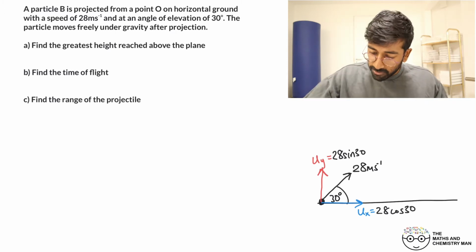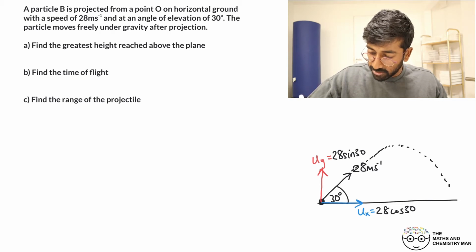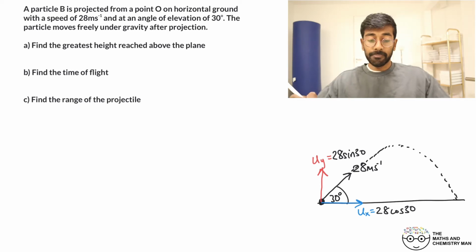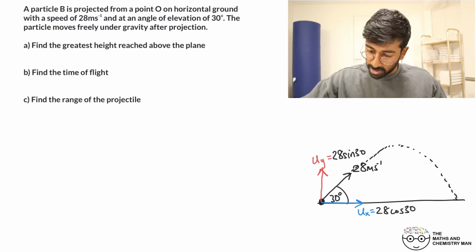So we'll make a very quick sketch of the path of this. It's going to go upwards, and then eventually it's going to turn and fall back into the ground at some point. And now what we're looking for in part A is the greatest height. Now the greatest height from our diagram is here.